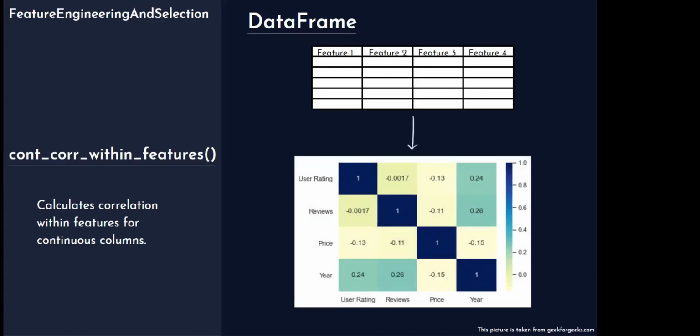Next one is continuous correlation with features. Actually, we will calculate the correlation between features in continuous columns. If the correlation is above 80%, 0.80, then we will consider it and feed it into the next part. If it is below 80, then we will take the feature outside the data frame. That's what we have programmed.